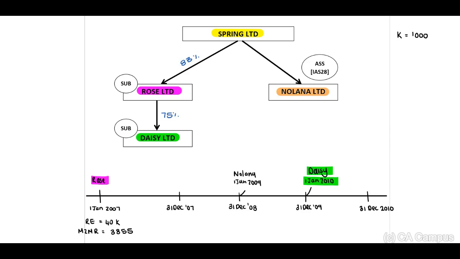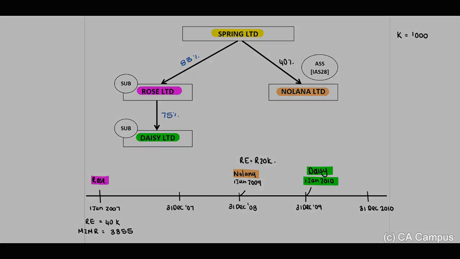And they indicate to us on this date that the retained earnings amounts to 20,000 Rand. Okay, so guys, when you look at our structure, we are now able to identify that Spring has an associate, Nulana, and we need to equity account. Now, what does it mean to equity account?